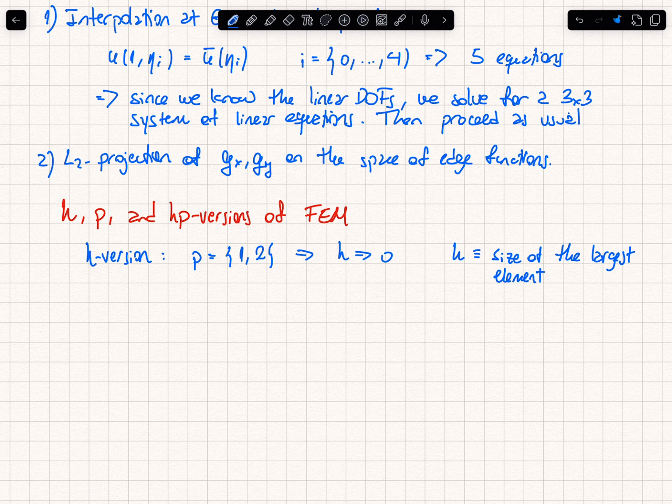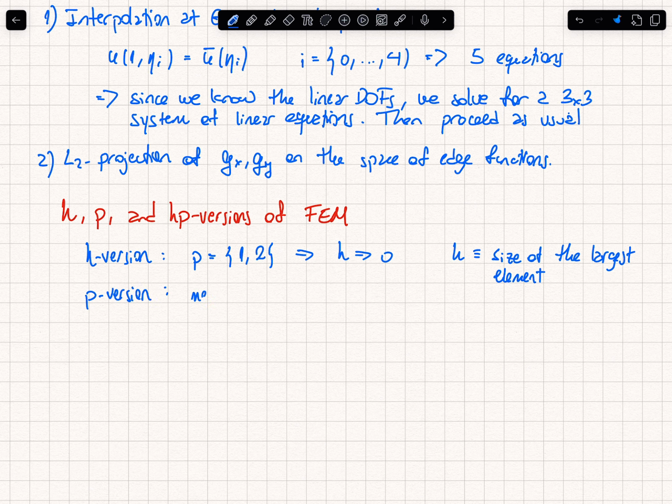So why the largest element? Well, because it's the largest element, the one that is going to control the accuracy, right? If we know that the approximation gets better with smaller h, then obviously the largest h is going to be the weakest link in the approximation and is going to be the one determining the accuracy.